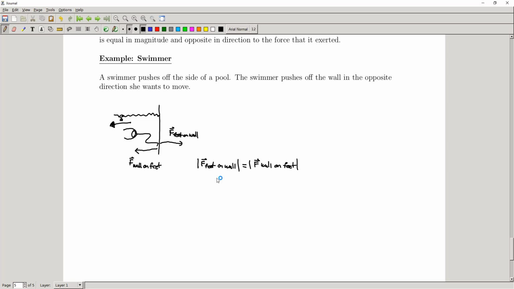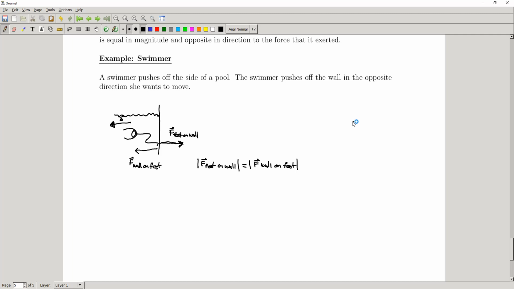So if you were asked to tell me what the force of the feet on the wall are, it would be important that you would mention the direction here, right? It is a vector and it does have a direction pointing into the wall. So the swimmer's feet are applying a force into the wall while the wall applies a force outward, accelerating the swimmer, right? That's the force of the wall on the feet.